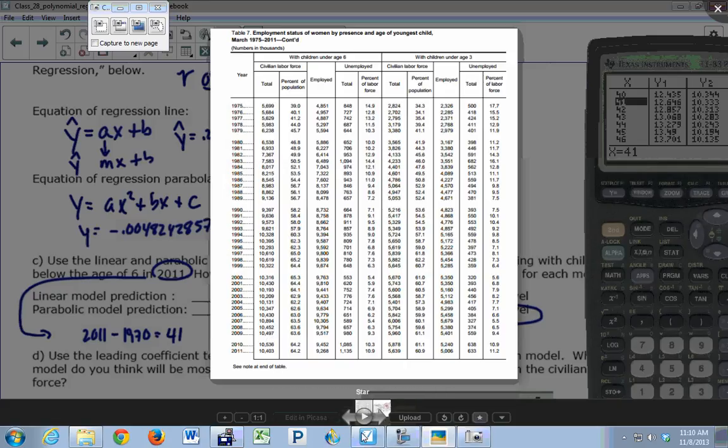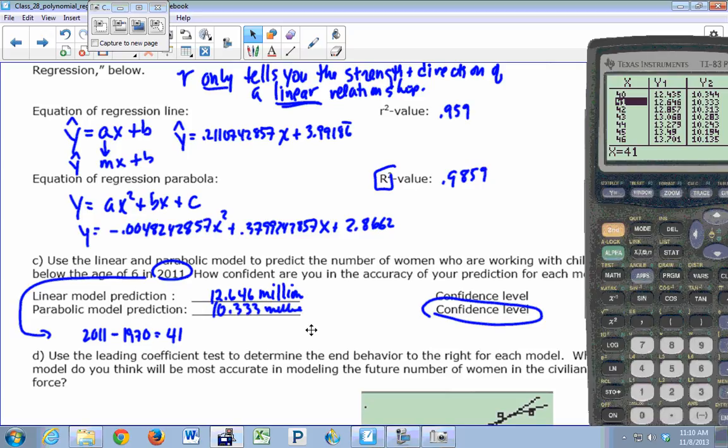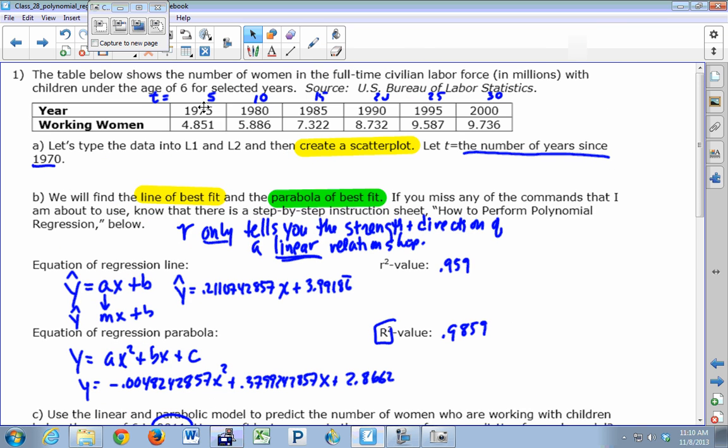Okay, so when we look at these models, we've got to be very careful about going too far outside of our data set. Our data set takes us to the year 2000. We can be pretty confident if we want to estimate in between these years, like if we wanted to find 1983 or 1992, we could be very confident about the estimate. Let's look at your R-squared value for both of them. That's called interpolation, right? Interpolation is when you're within the boundaries of your data set.